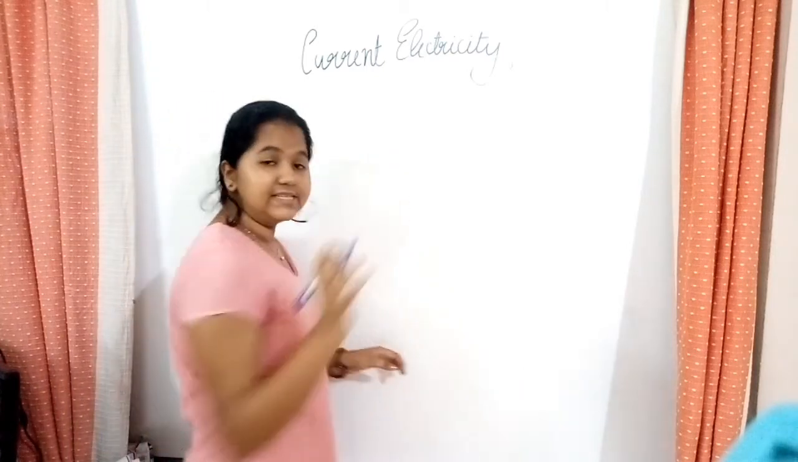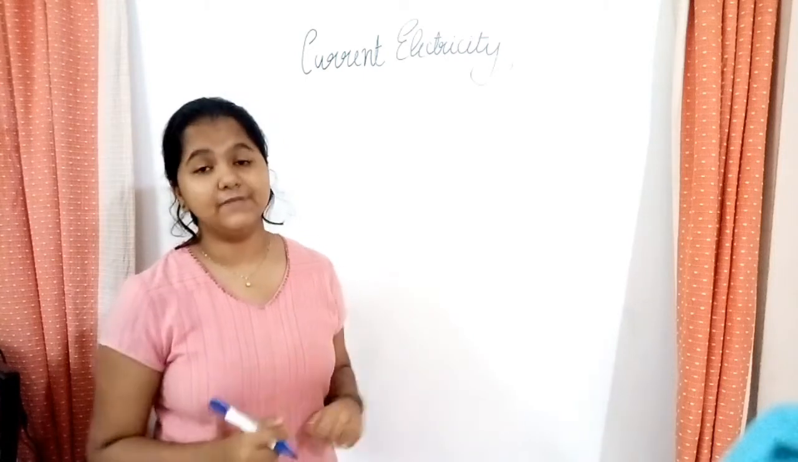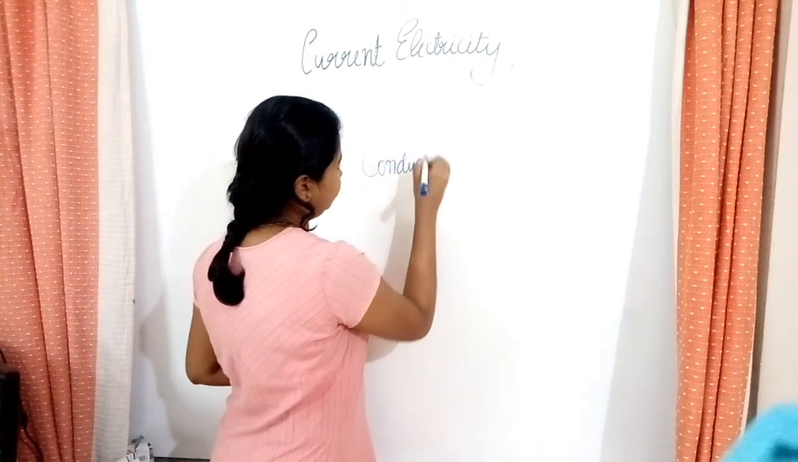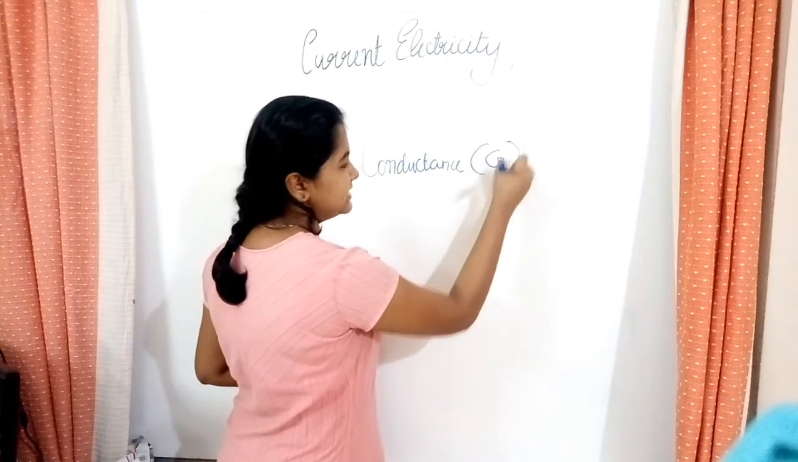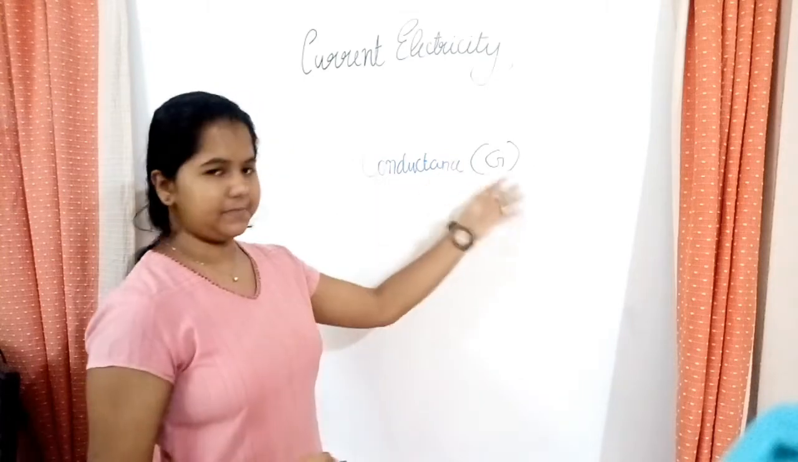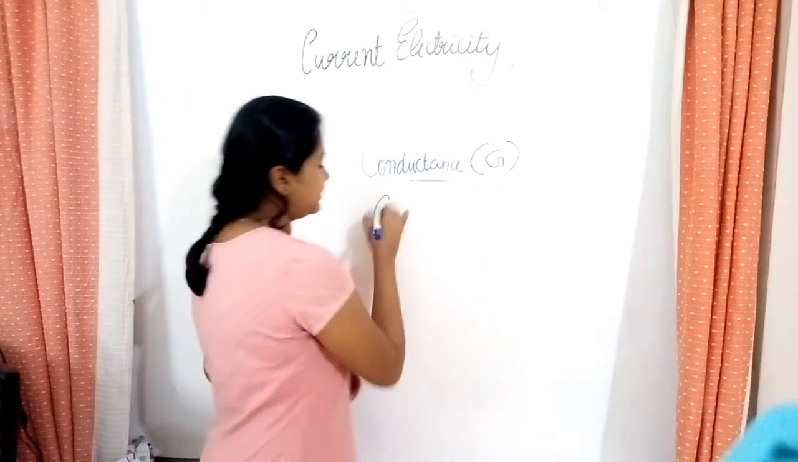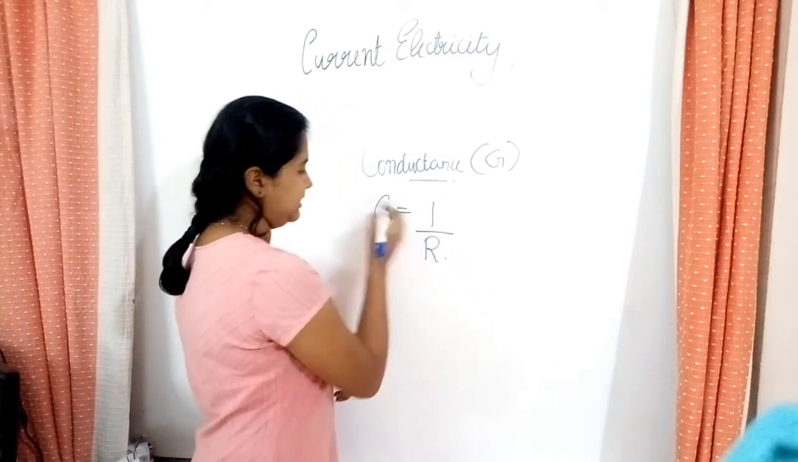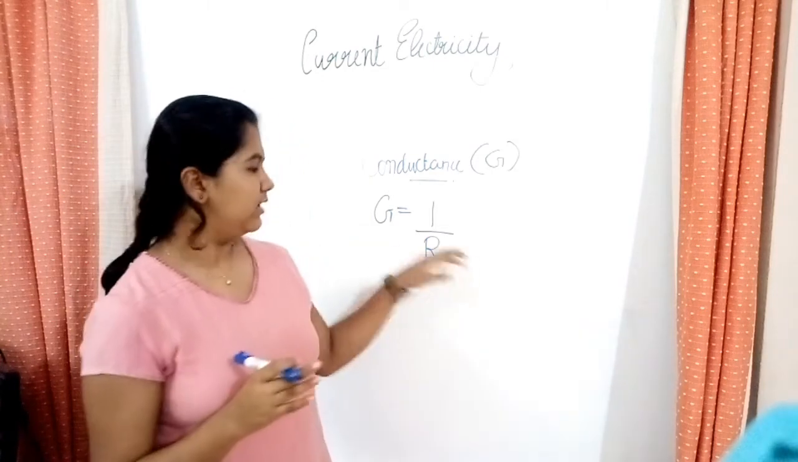We discussed resistance and resistivity in the previous session. Now we have to learn about something known as conductance. It is represented as G. Conductance is equal to the reciprocal of resistance.